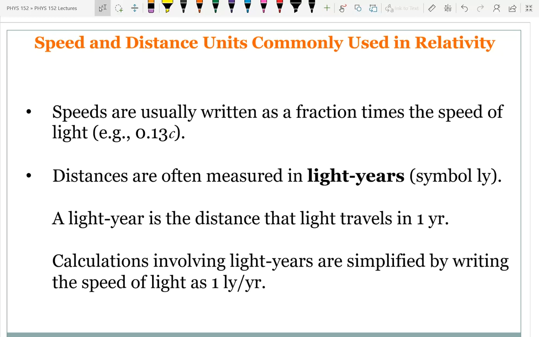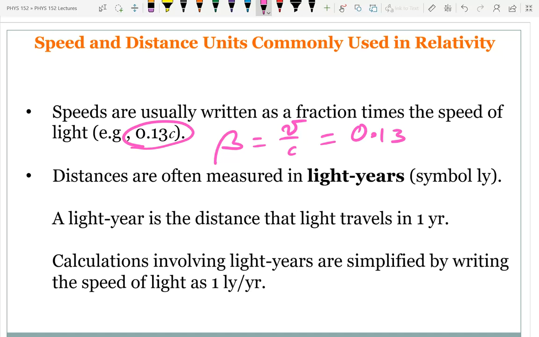Funny units. Speed of light, I just mentioned, we'll often use beta is equal to speed over c. So if I have 0.13 c, what's beta? Yeah, it's just 0.13 without the c.